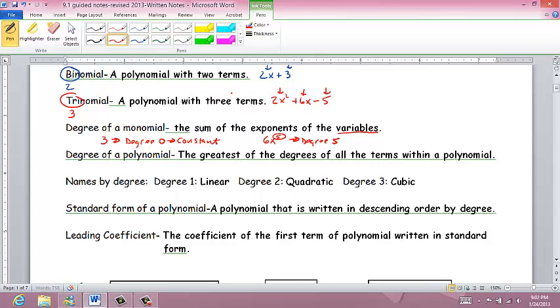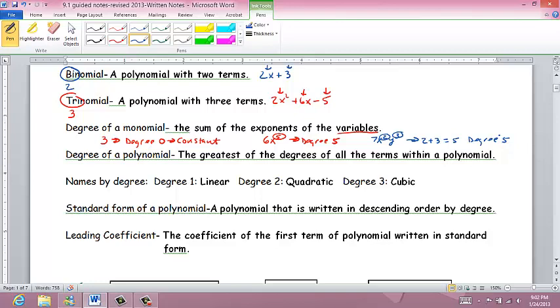Now, what happens if we have a term with more than one variable? Say 7x squared y to the third. Well, with more than one variable, we take the two exponents on x and y, and we add them together. So 2 plus 3 equals 5. Therefore, this is a degree 5 monomial.